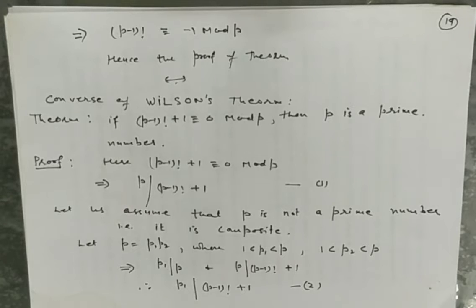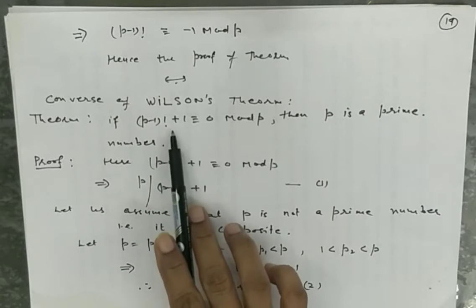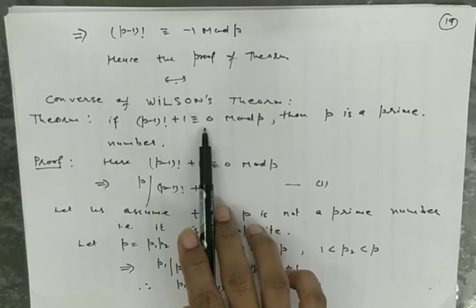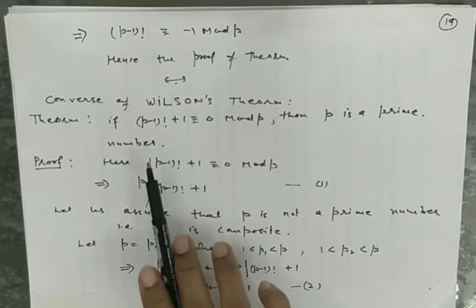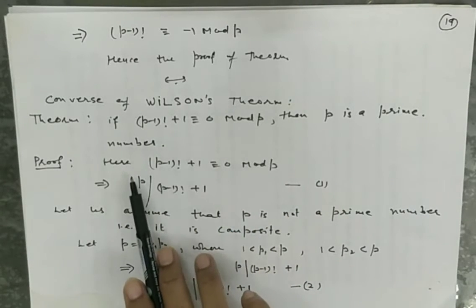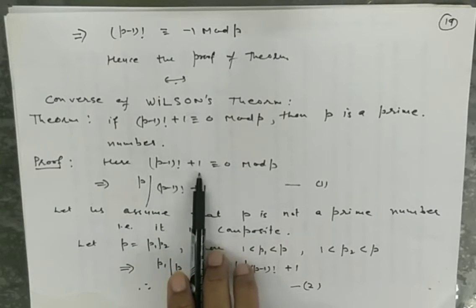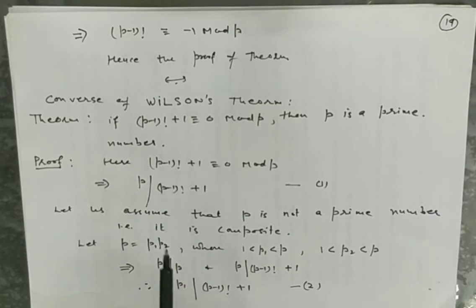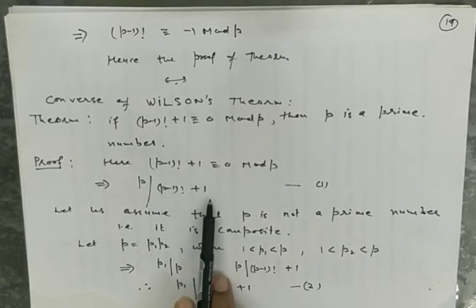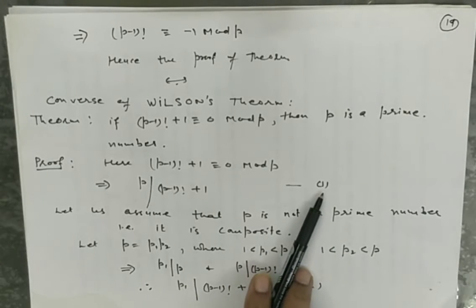Now, the converse of Wilson's theorem is also true. What is the statement of this? If (P minus 1) factorial plus 1 is congruent to 0 modulo P, then P is a prime number. For the proof, since (P minus 1) factorial plus 1 is congruent to 0 modulo P, that implies that P divides (P minus 1) factorial plus 1. Let it be equation number 1.